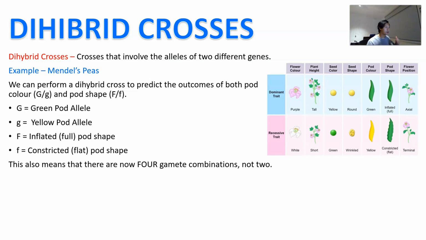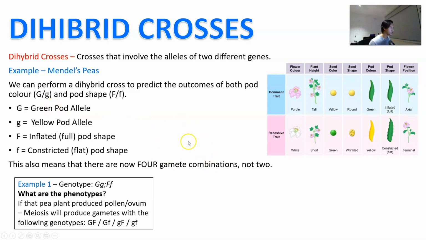This also means that you're now going to have 4 gamete combinations and not 2 for this particular individual. Why? Because you've got 2 traits, and there are two alleles for each trait, and therefore you have 4 allele combinations. For example, let's take one particular plant with the genotype capital G, lowercase g, capital F, lowercase f. What are the phenotypes? If we're assuming complete dominance, which we are, it's going to have green pods because of the green pod allele, and it's going to have inflated or full pods as well.